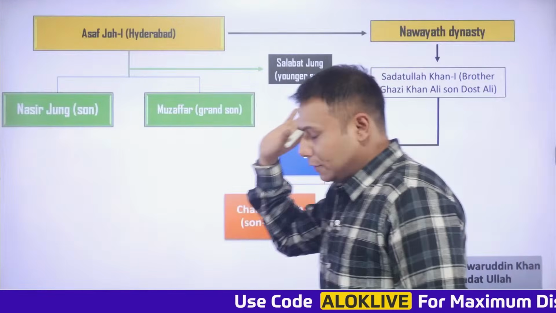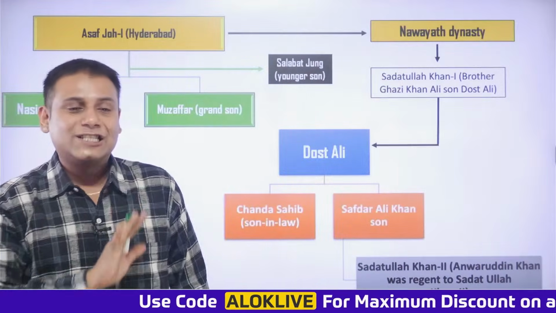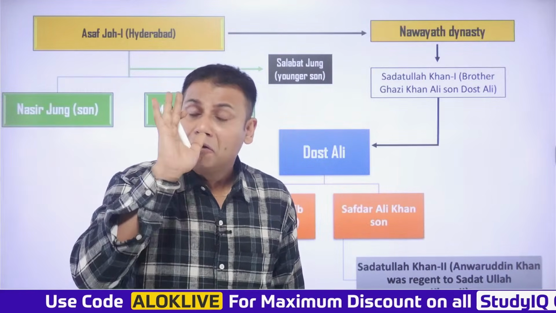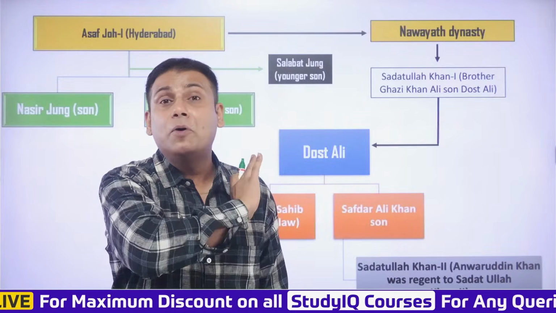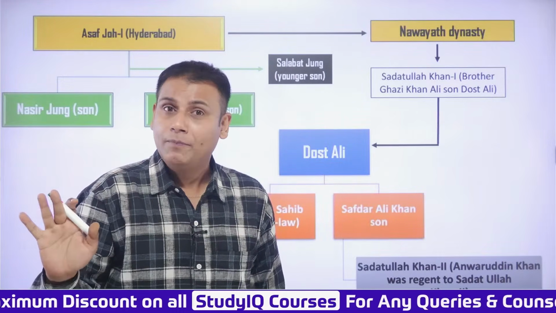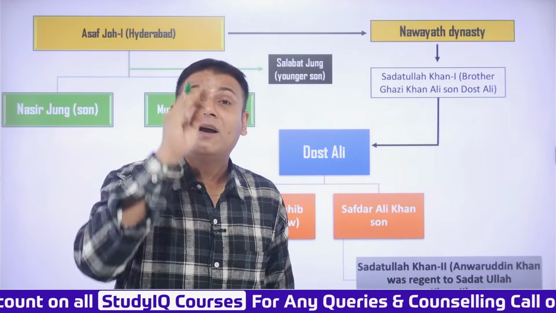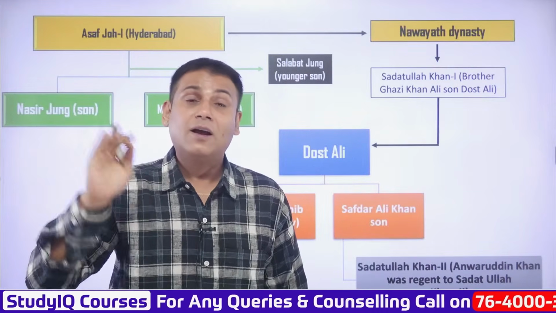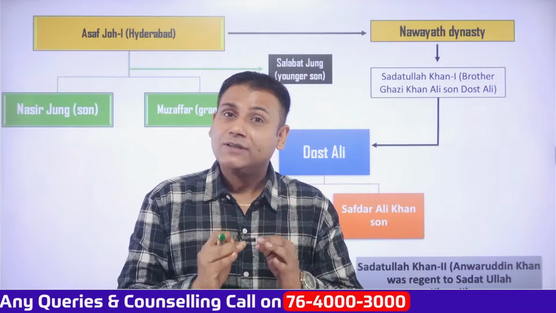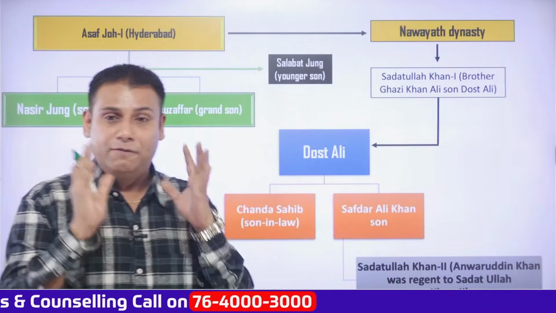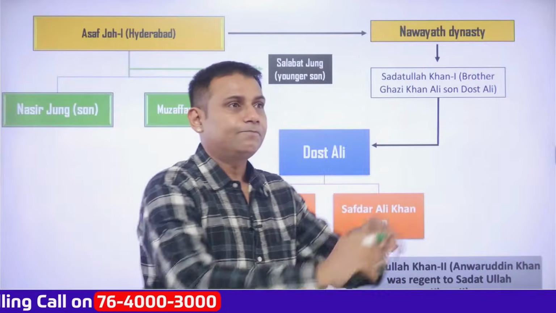This chart is important and I'll explain it. If you listen to me patiently, 100% the Second Anglo-Carnatic War, all its characters, would be crystal clear to all of you. So please maintain patience and listen to me carefully. Is that clear?